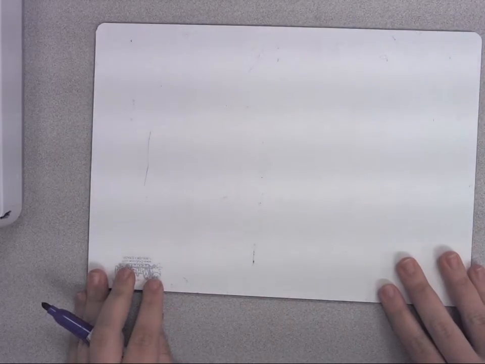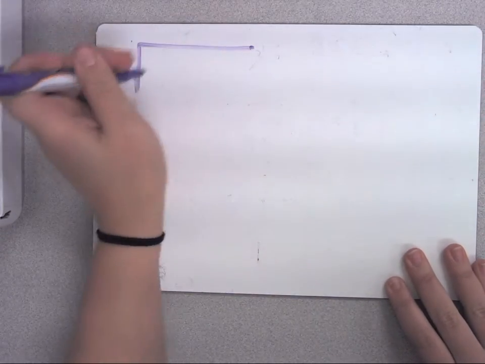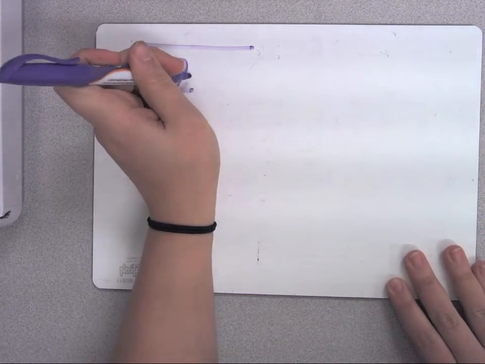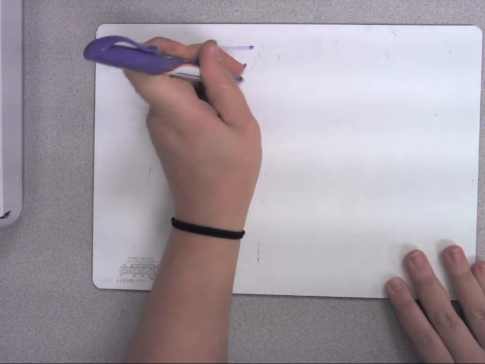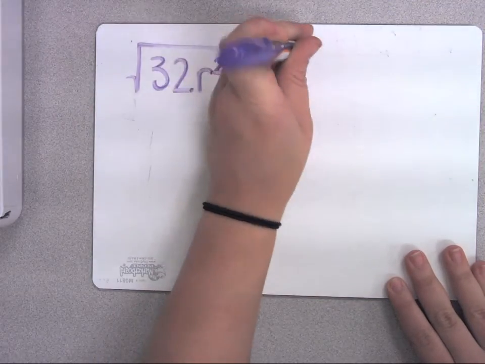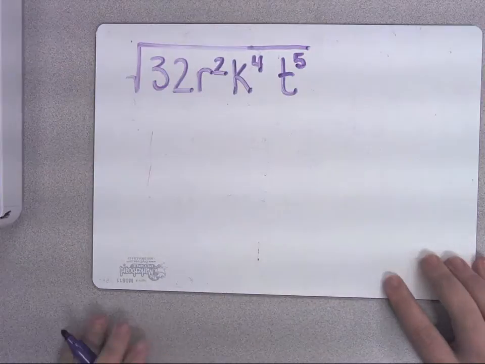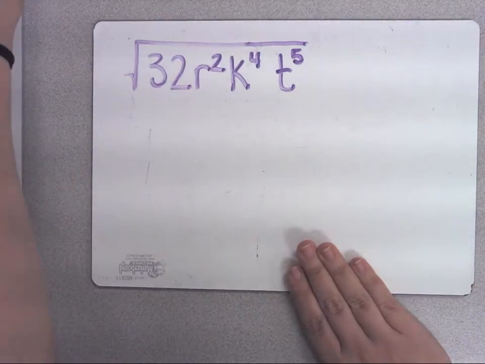Okay, let's try a couple. Let's do the square root of 32 r squared k to the 4th t to the 5th. So try your own method. Write down the numbers, try the variables, don't forget that absolute value at the end.